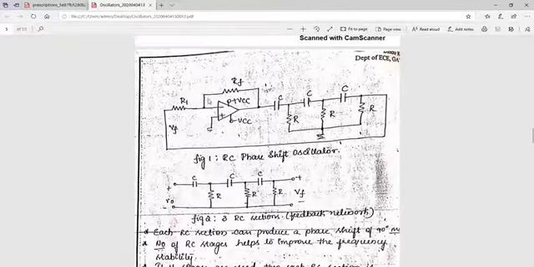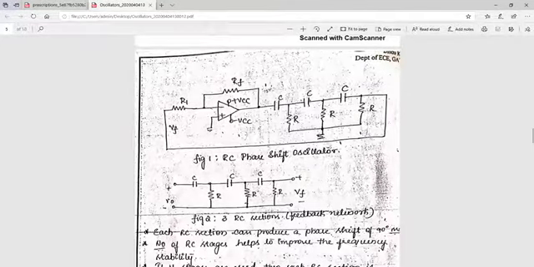It produces oscillations of constant amplitude and frequency without any application of an external input. So here I have an inverting amplifier, starting from this point to this point, which will produce a 180-degree phase shift, and I have three RC sections. Each of them will produce 60 degrees. So 60 plus 60 plus 60 is 180, and the 180-degree phase shift produced by this.